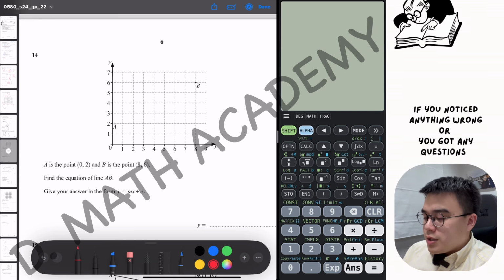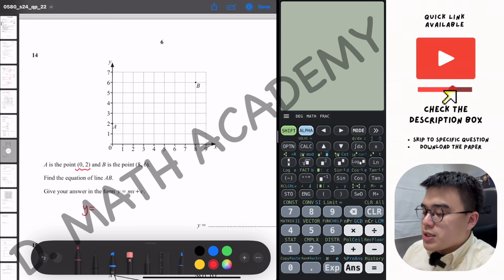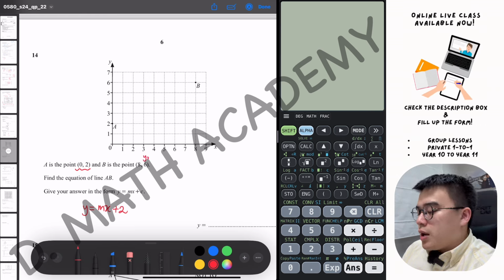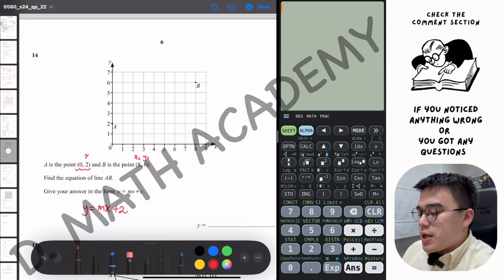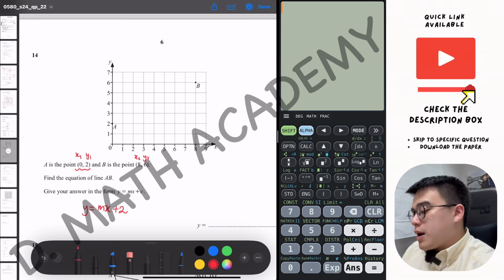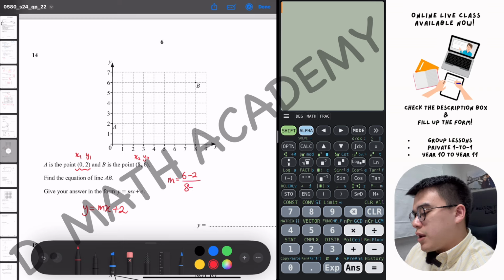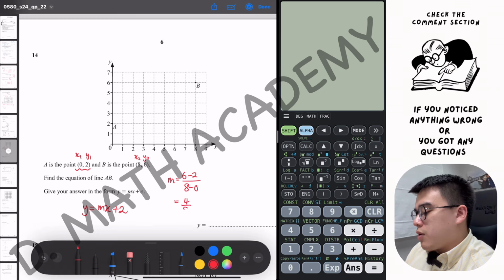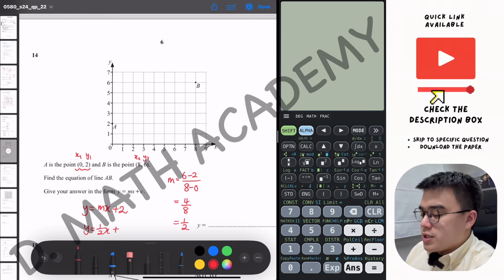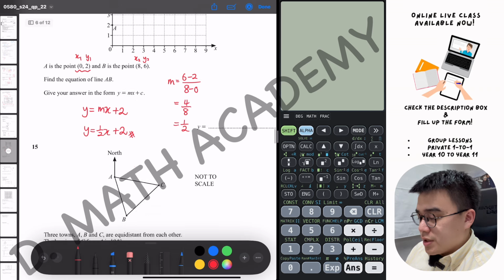Next question here. Very important information, which is the 0, 2, because it tells us that our y-intercept is a positive 2. And with this information, I would like to set this as my y2 and x2. This will be my y1 and x1. And from here, I will do the gradient calculation by having y2 minus y1 over x2 minus x1, making it 4 over 8, which is 1 over 2. So y equals 1 over 2x plus 2. So that's for question 14.